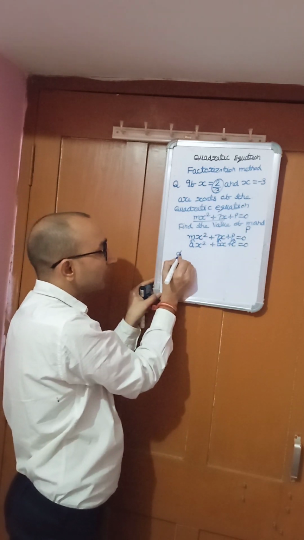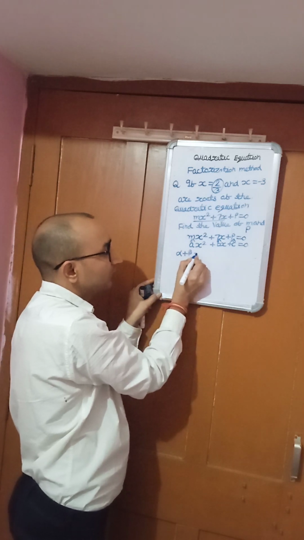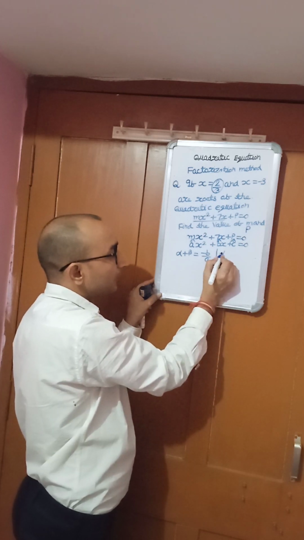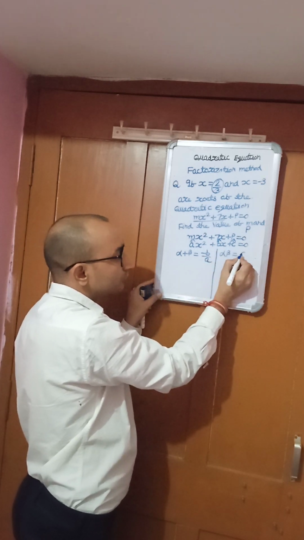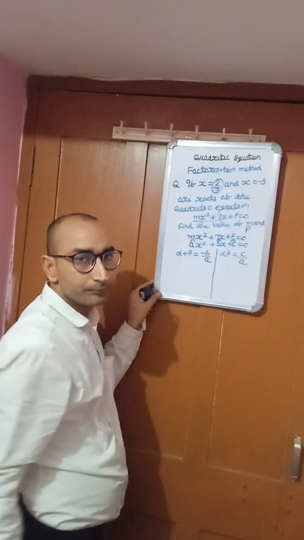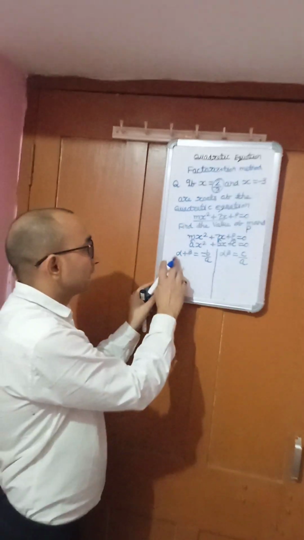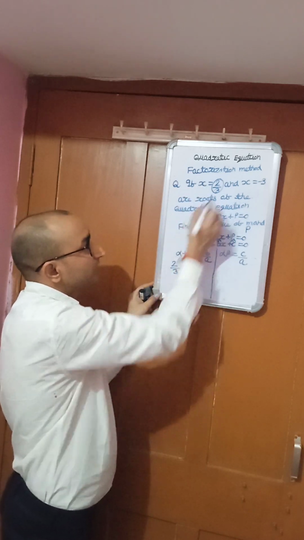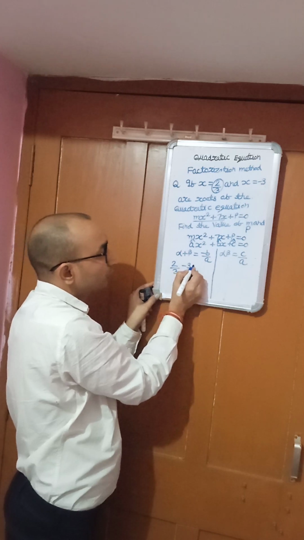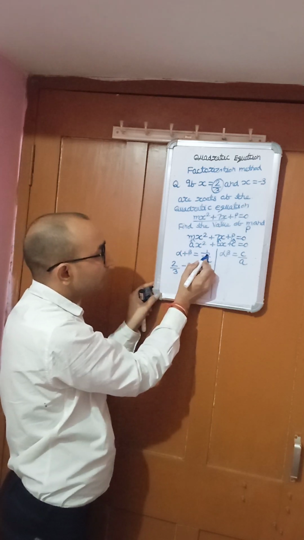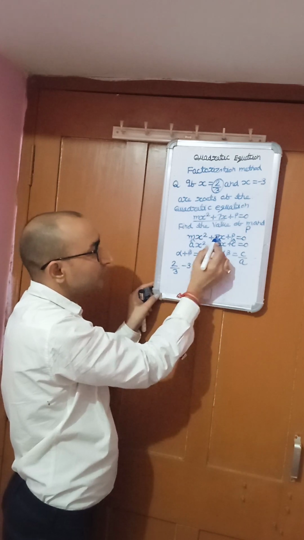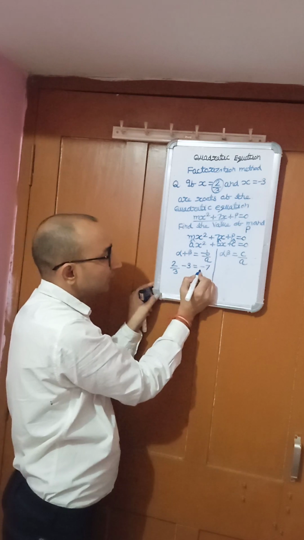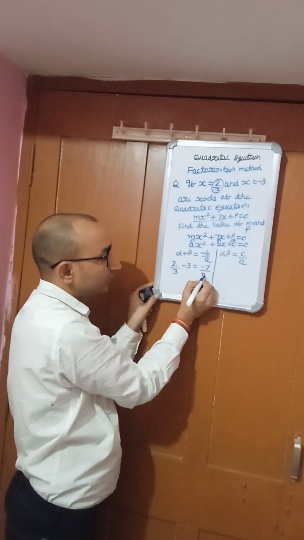So put here alpha plus beta equals to minus b by a, and alpha into beta equals to c by a. The value of alpha is 2 by 3. So write 2 by 3. Beta is minus 3. So write minus 3 equals to. The value of b is what here? The value of b is 7. So put here minus 7. The value of a is m here. Put m here.